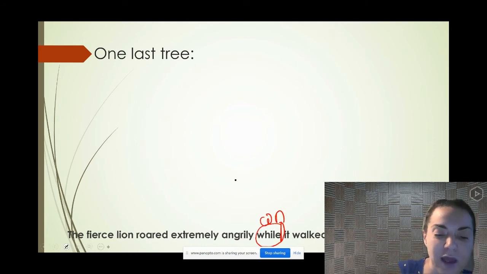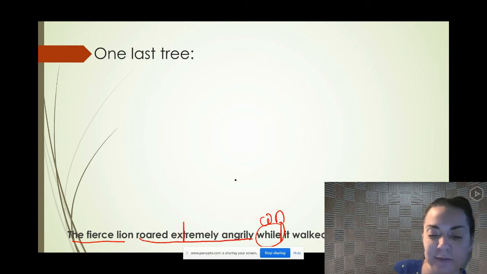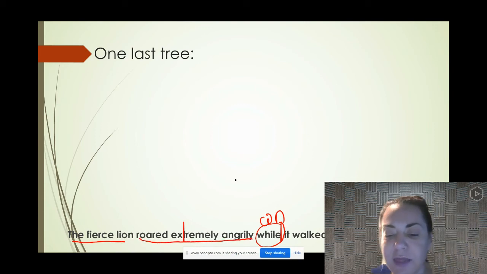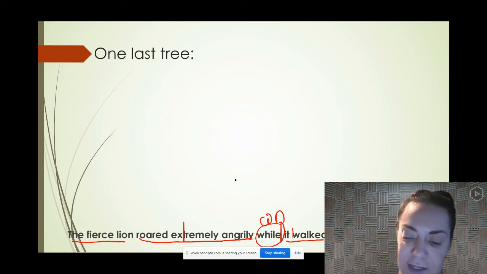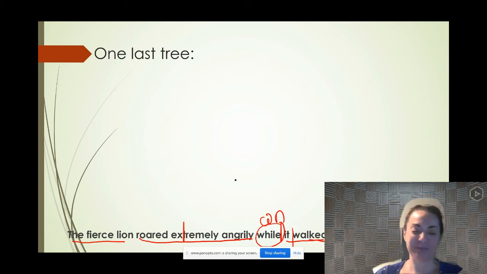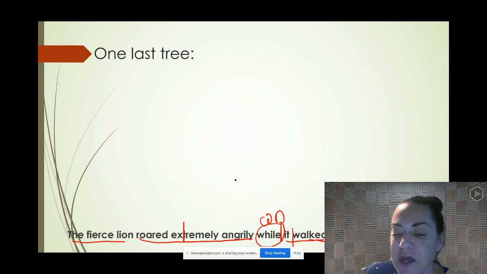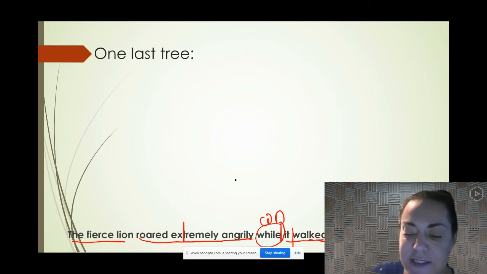Okay, so independent clause 1, let's do subject and predicate. The fierce lion. And then roared extremely angrily. Okay, and then we've got it walked at the zoo. We're going to separate it into it, and then walked at the zoo. All right. So let's start with the smaller part here.